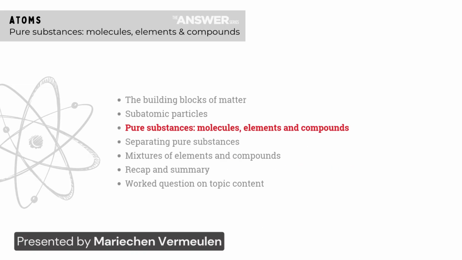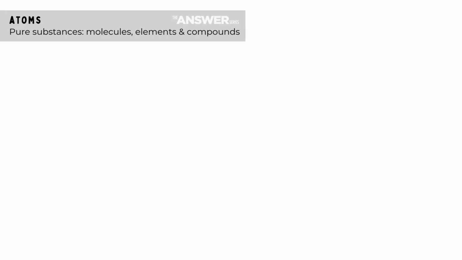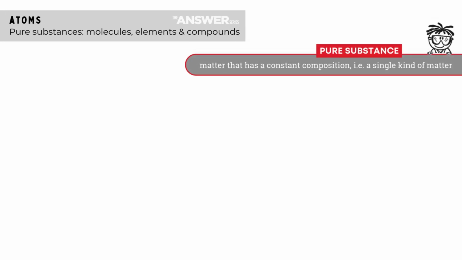In this video, we will learn to distinguish between different types of pure substances, molecules, elements, and compounds. So what is a pure substance? It's defined as matter that has a constant composition. In other words, it consists of a single kind of matter, and it's not a mixture of different substances.